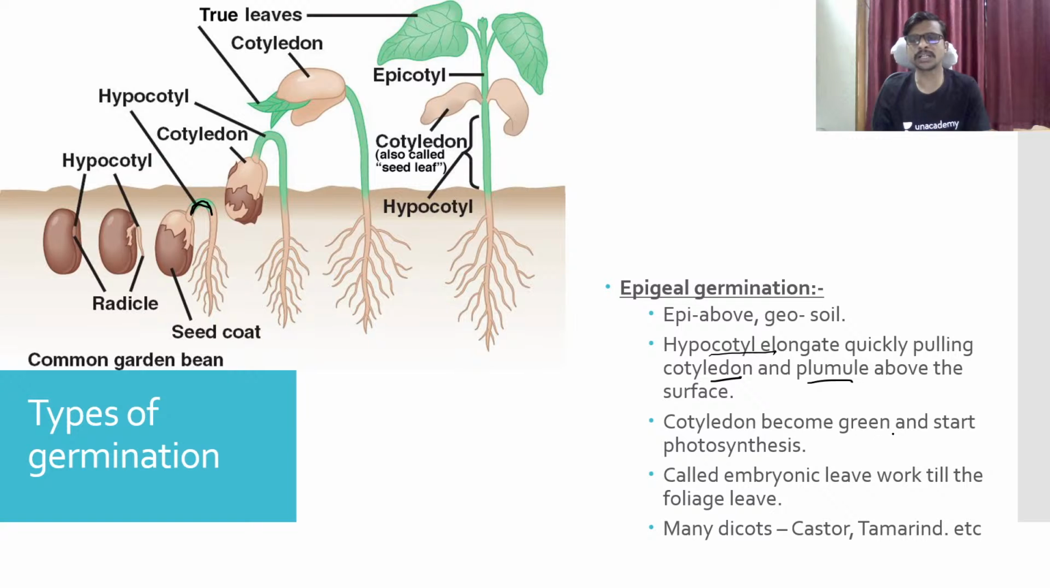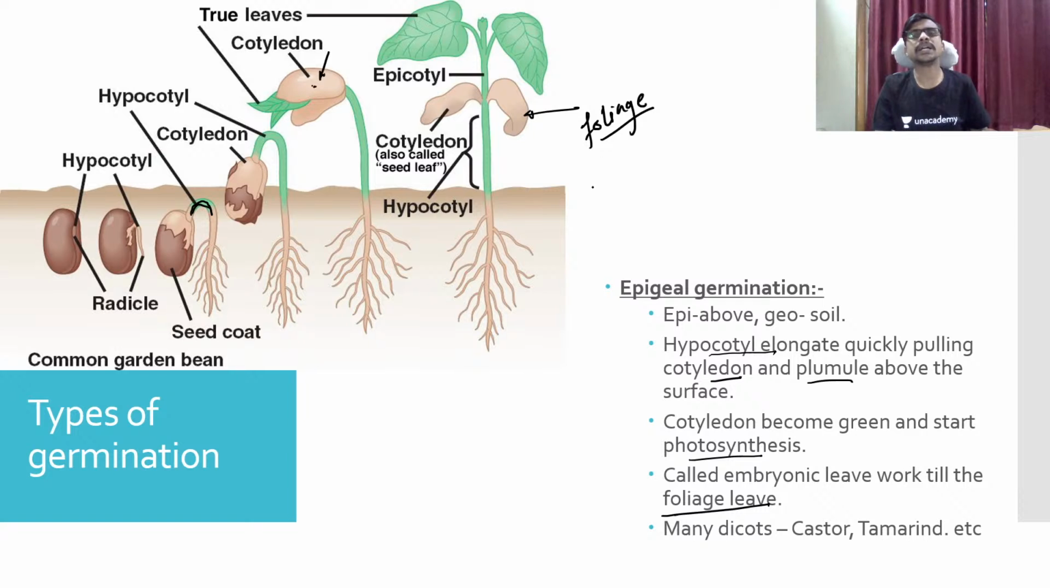The cotyledon becomes green and starts photosynthesis. So your cotyledons become green and start photosynthesis. These photosynthetic cotyledons look like a leaf, and this is called a foliage leaf. These are not permanent, these are temporary leaves, and it is called a foliage leaf.